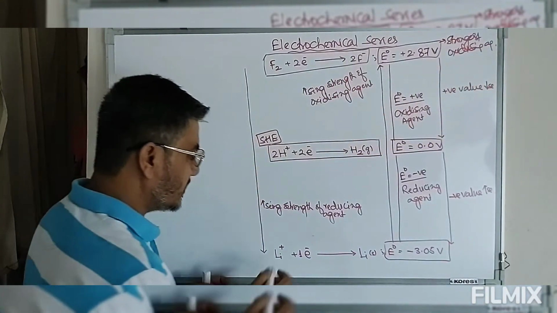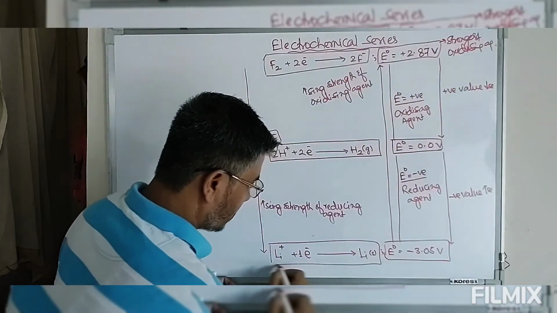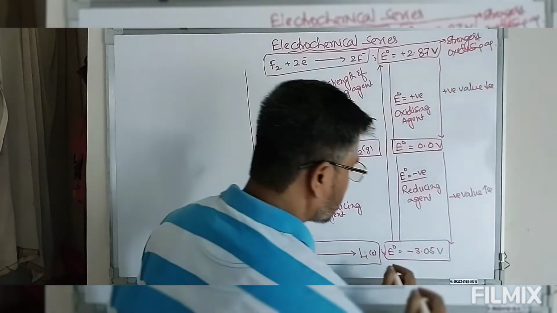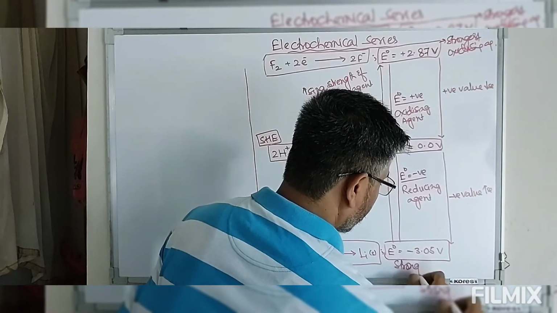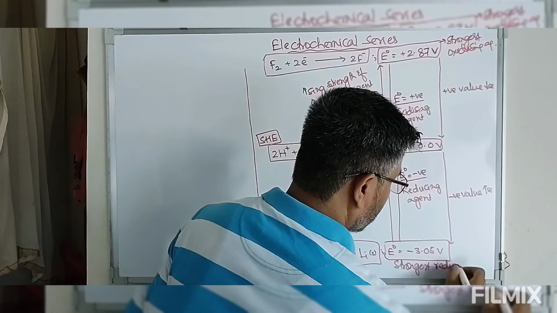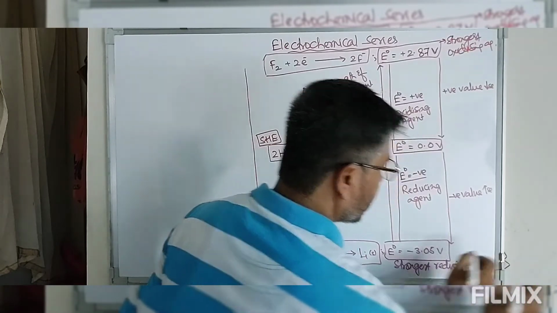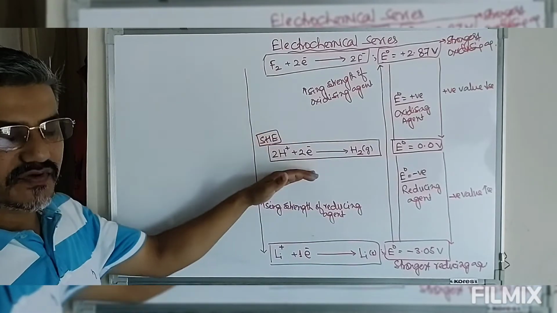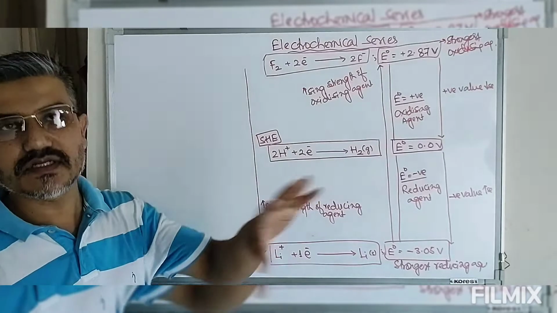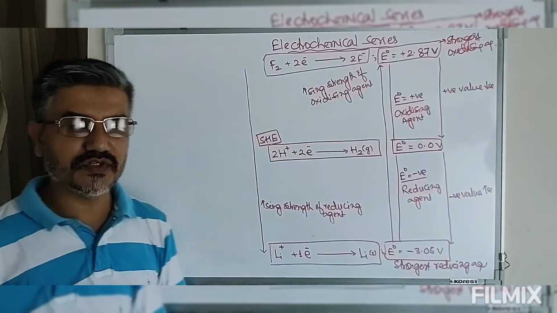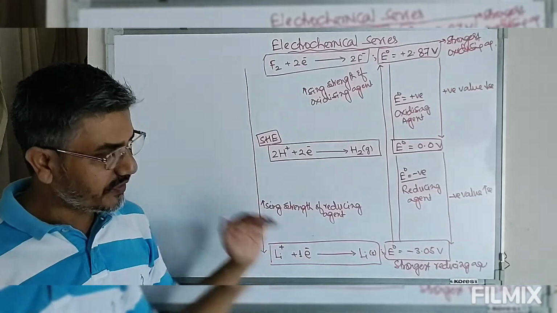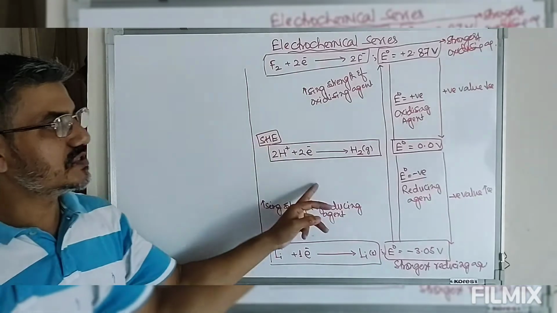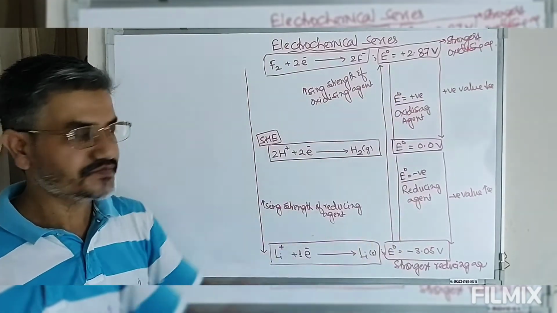Whereas lithium, whose reduction potential has the largest negative value, that is minus 3.05, is the strongest reducing agent. So just by looking at the values of reduction potential, we can easily define which one will oxidize and which one will reduce. For any combination of electrodes, we can easily identify which electrode will preferentially oxidize and which will preferentially reduce. We just have to compare the reduction potentials.